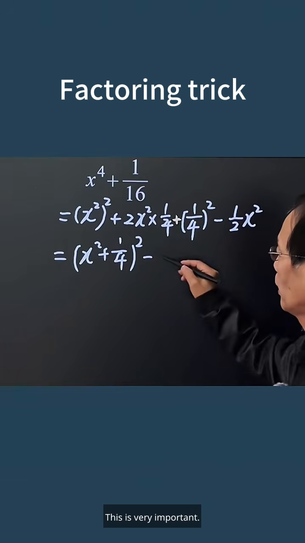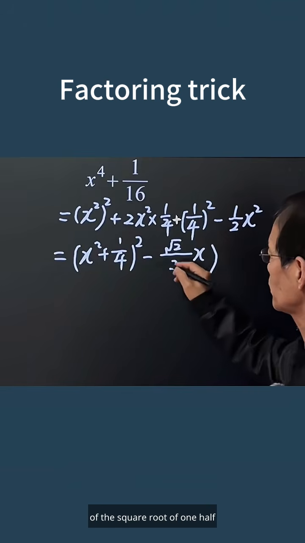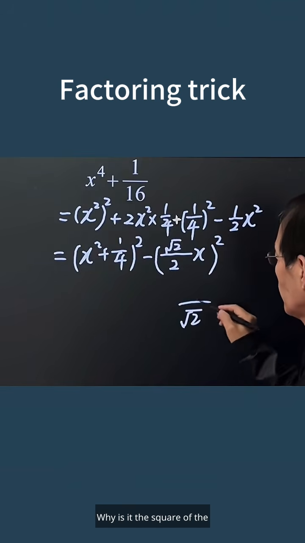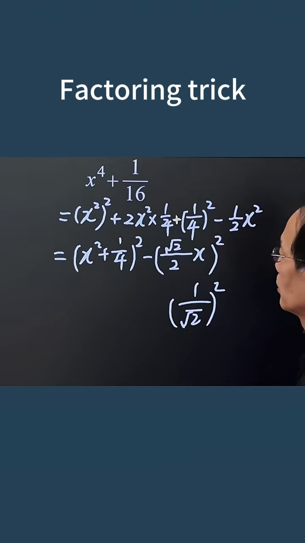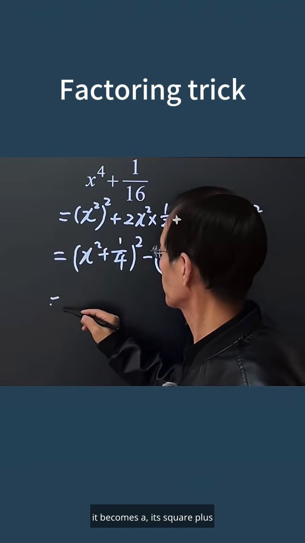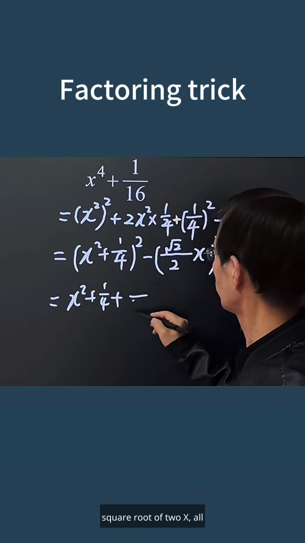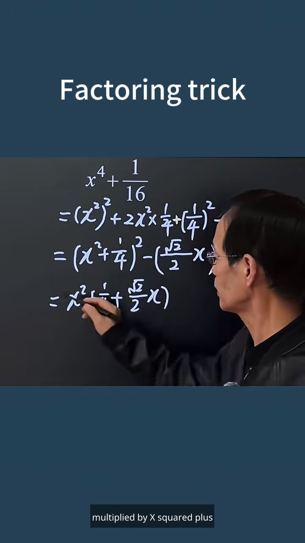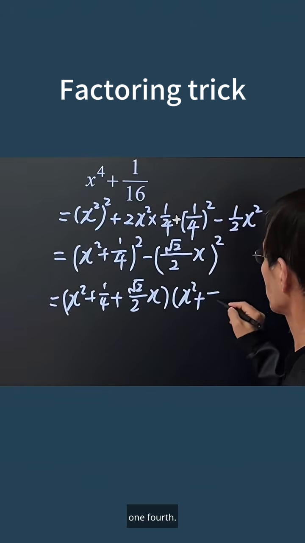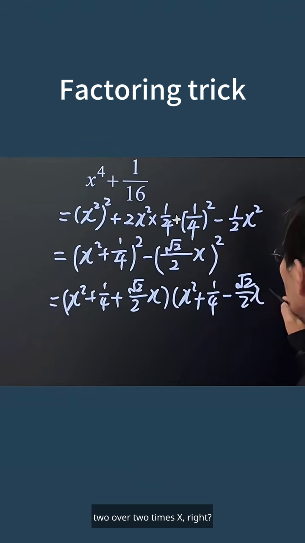How does this change? This is very important. It's actually the square of the square root of 1/2 times x. Why is it the square of the square root of 1/2? All right, next, using the difference of squares formula, it becomes its square plus 1/4 plus 2 times the square root of 2x, all multiplied by x squared plus 1/4. Subtract the square root of 2 over 2 times x, right?